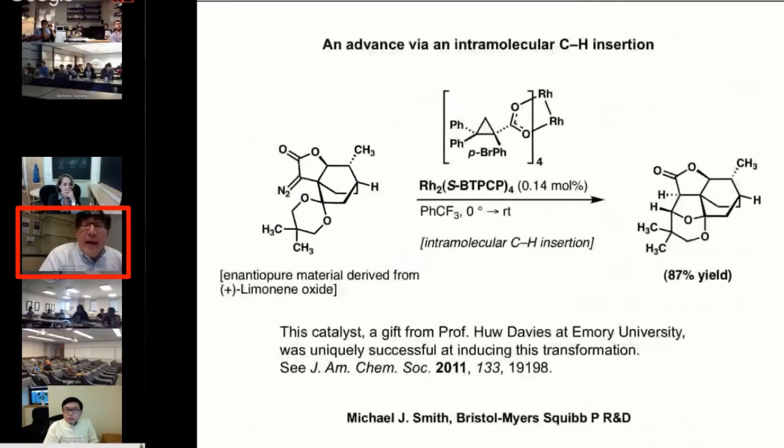And that reaction was found to be uniquely successful if you use the catalyst shown over the arrow, that really interesting dirhodium paddle wheel catalyst with a cyclopropane ring in its structure. And that catalyst is readily available if you get it as a gift from Huw Davies.